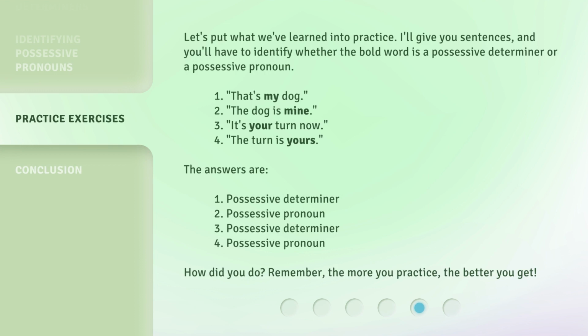Let's put what we've learned into practice. I'll give you sentences, and you'll have to identify whether the bold word is a possessive determiner or a possessive pronoun. 1. That's my dog. 2. The dog is mine. 3. It's your turn now. 4. The turn is yours.